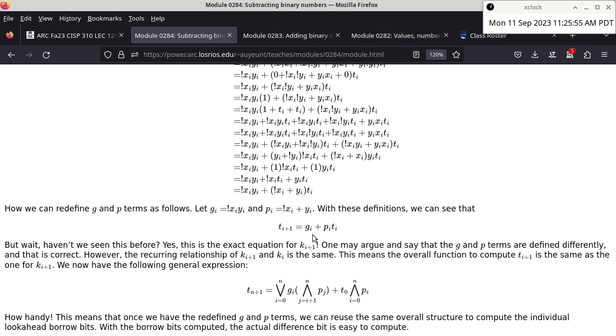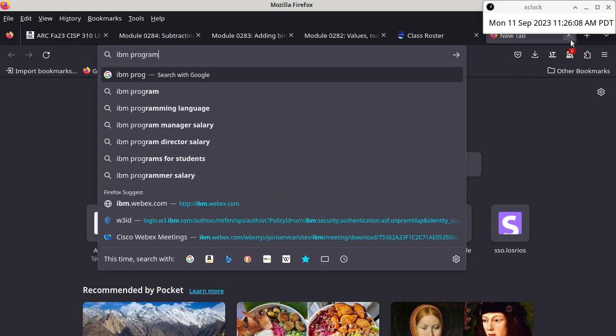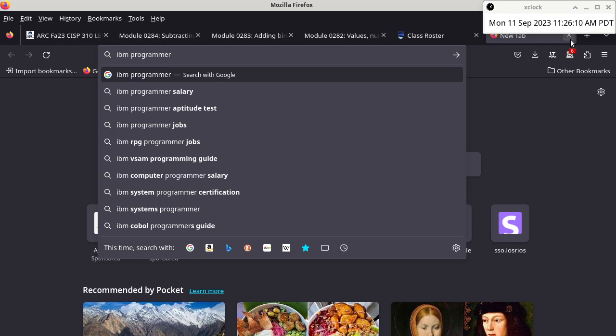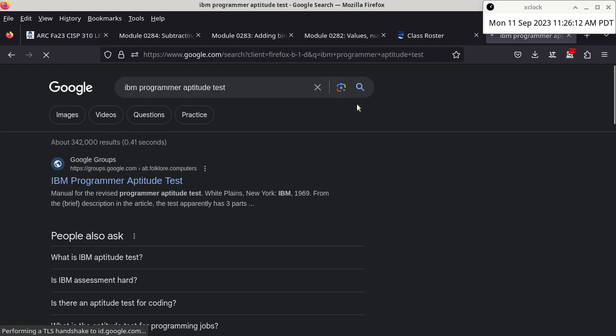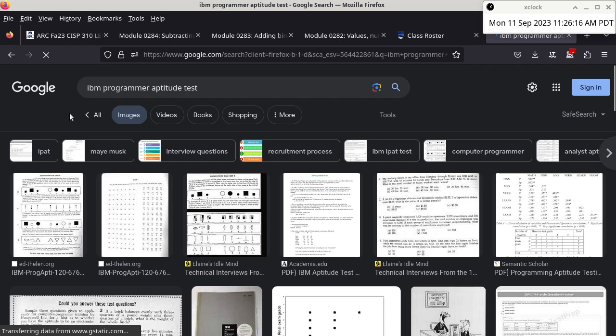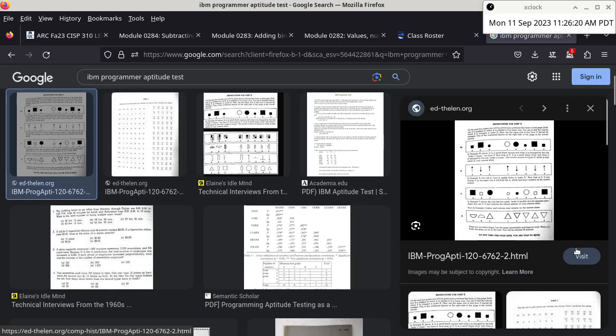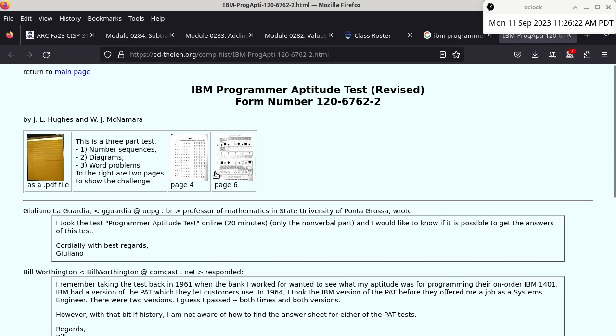Exactly. That is how IBM assessed people to see whether they fit in the programmer category. So I'll just do a quick search here, and you guys can do the same. You just look up IBM programmer aptitude test. Okay, there we go. And there are images. Unfortunately, there's no digital form of that, but you can look through these.